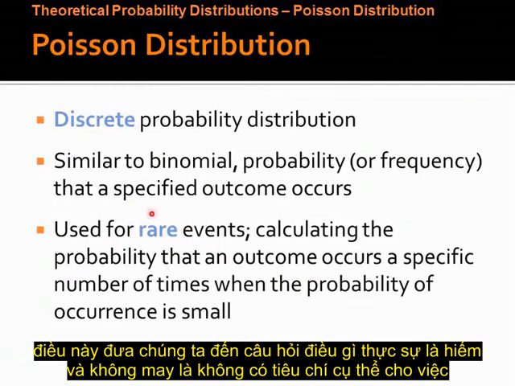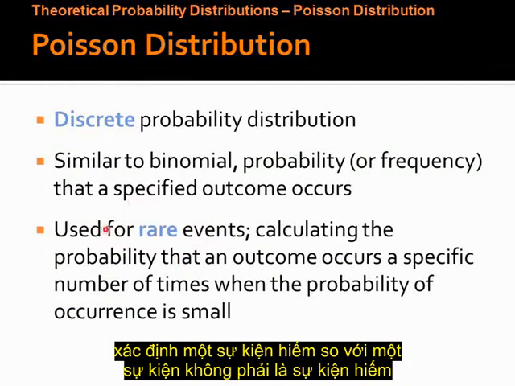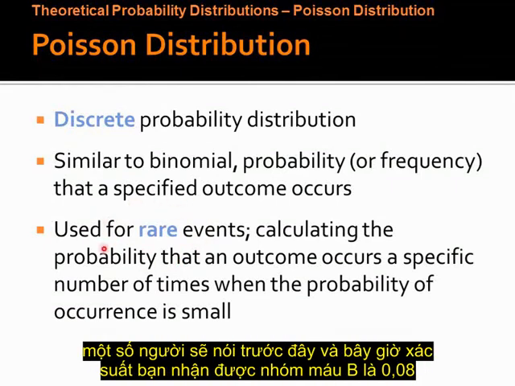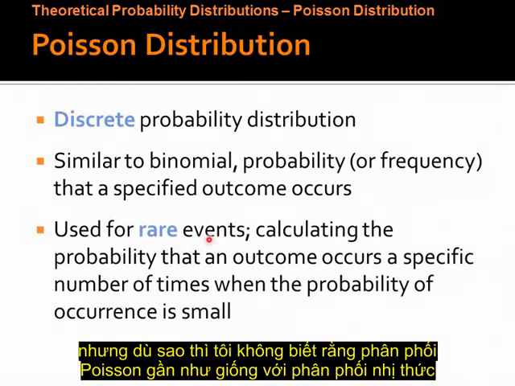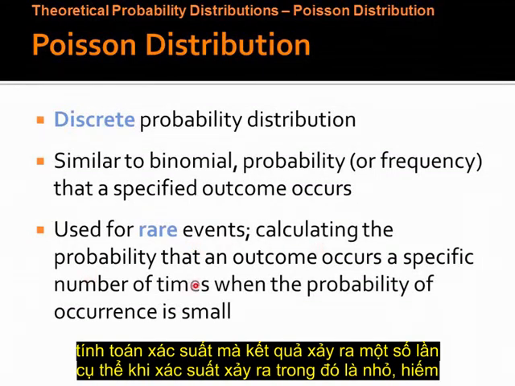Which brings us to the question, what actually is rare? Unfortunately, there's no specific criteria for what defines a rare event versus a non-rare event. Some people would say previously, the probability of you getting blood type B is 0.08. That might be a rare event as well. But this is something that is dependent, it's subjective. But anyway, other than that, the Poisson distribution is almost identical to the binomial distribution. It calculates the probability that an outcome occurs a specific number of times when the probability of occurrence is small, rare.